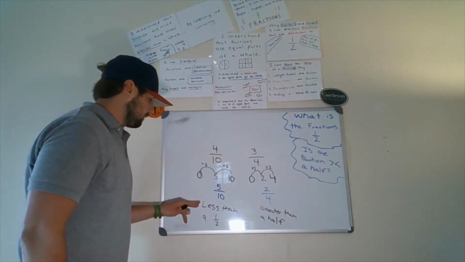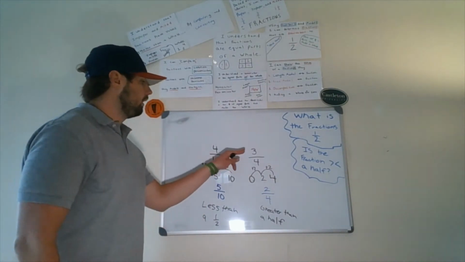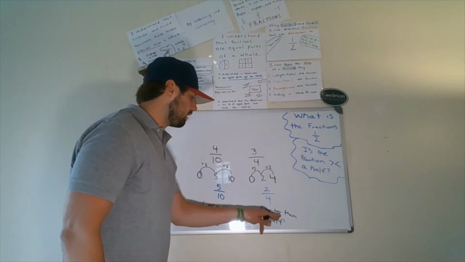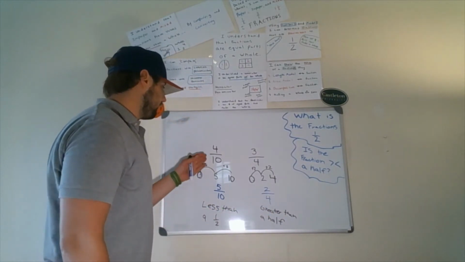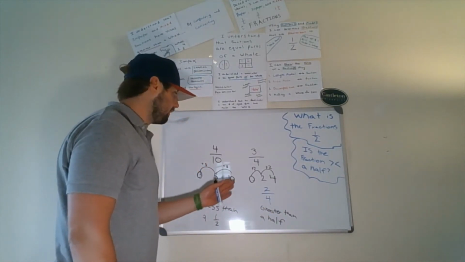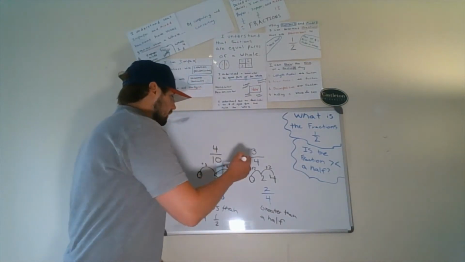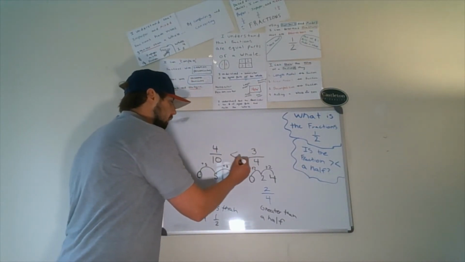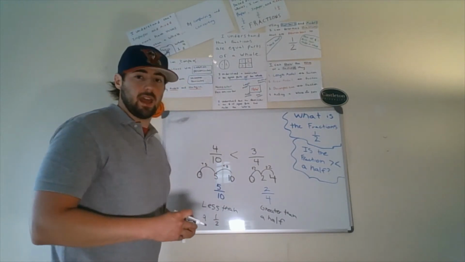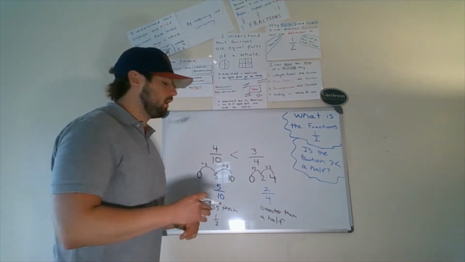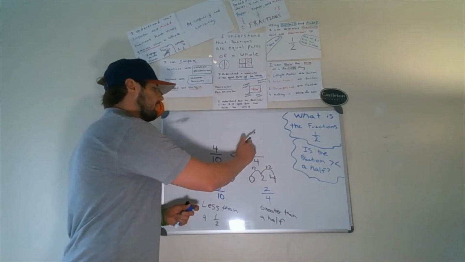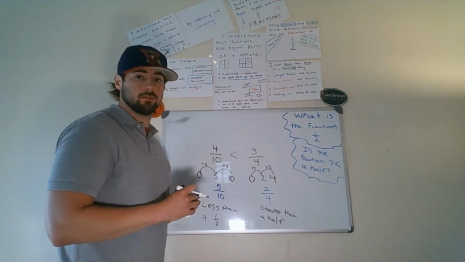4/10 is less than a half. 3/4 is greater than a half. If 4/10 is less than a half and 3/4 is greater than a half, most certainly 3/4 is greater than 4/10. 4/10 is less than 3/4.